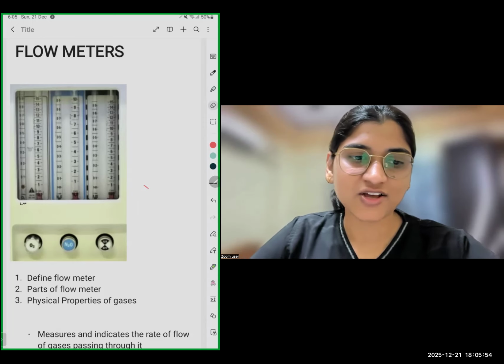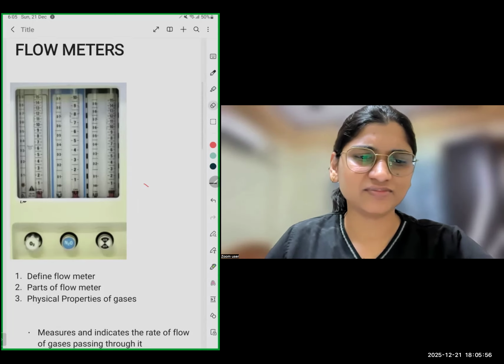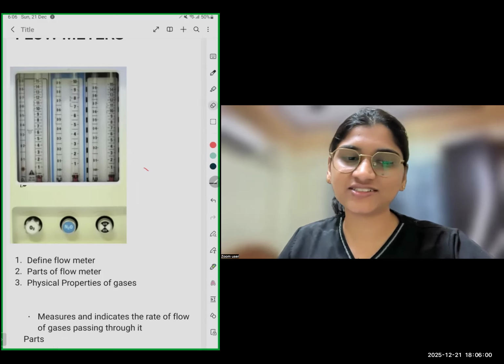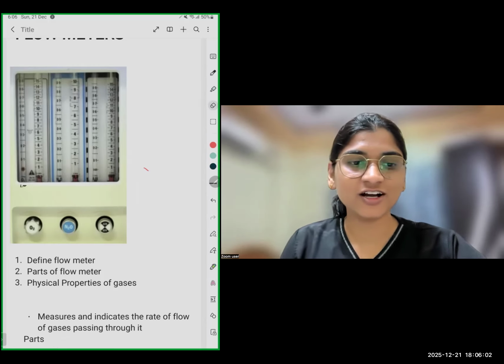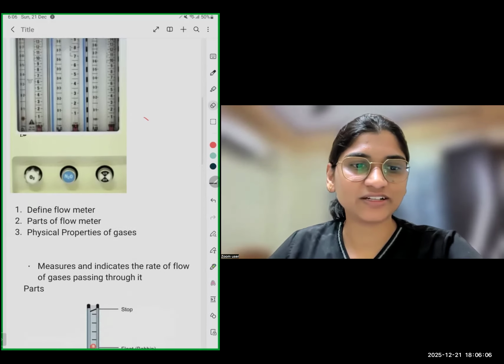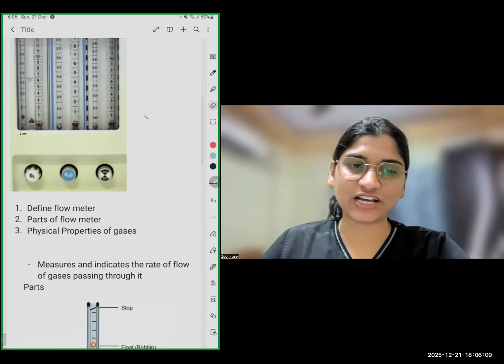in this flow meter. So here is the basic definition of flow meters: it just measures and indicates the rate of flow of gases that pass through it, right? So what are these flow meters? These measure and indicate the rate of flow of gases passing through it.